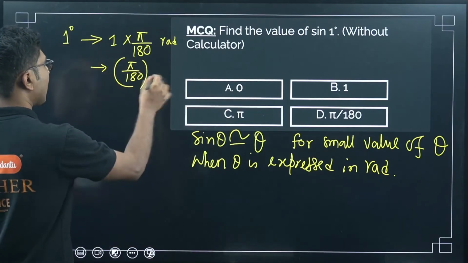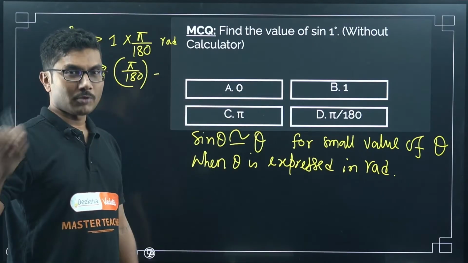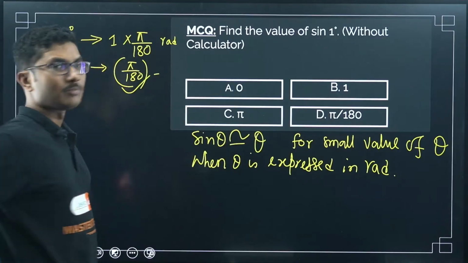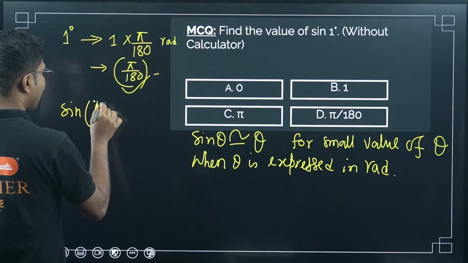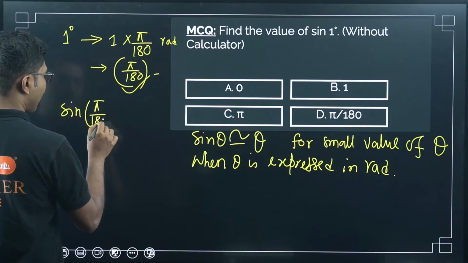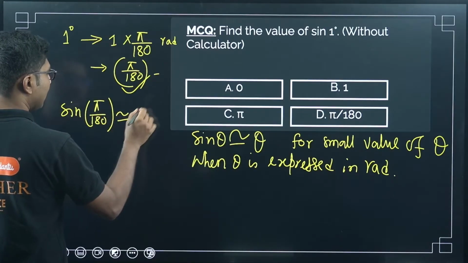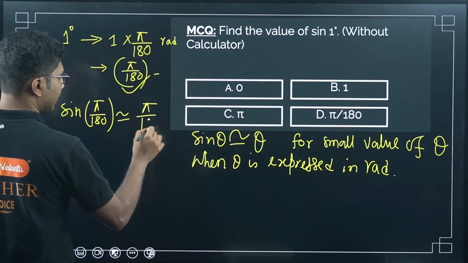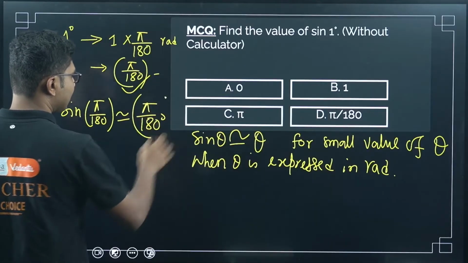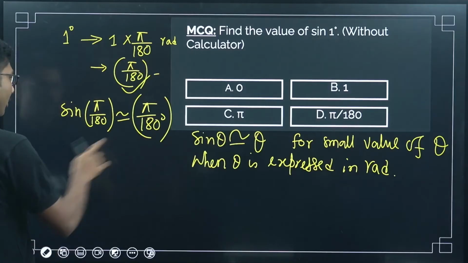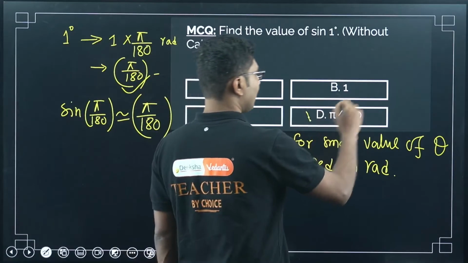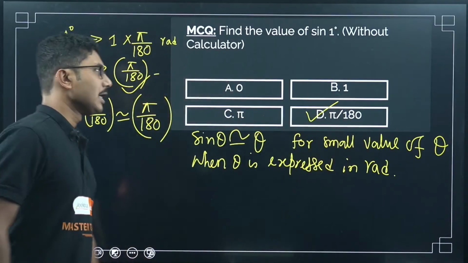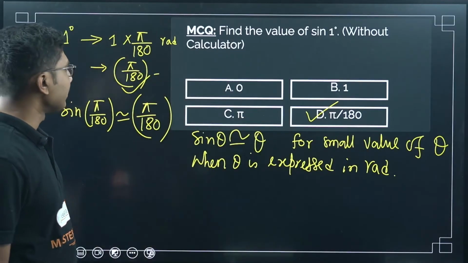So it is a small value, right? 1 itself is not small, but this is a small value. So we can say that sine of pi by 180, which is a small value, itself nearly equals pi by 180, right? So this is the value of sine 1 degree. So you can say sine 1 degree is pi by 180. Simple question. I hope you enjoyed this problem.